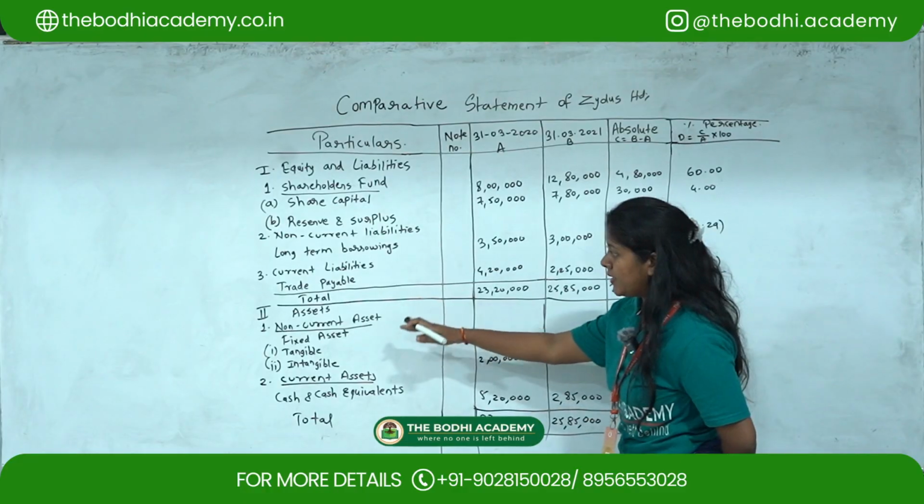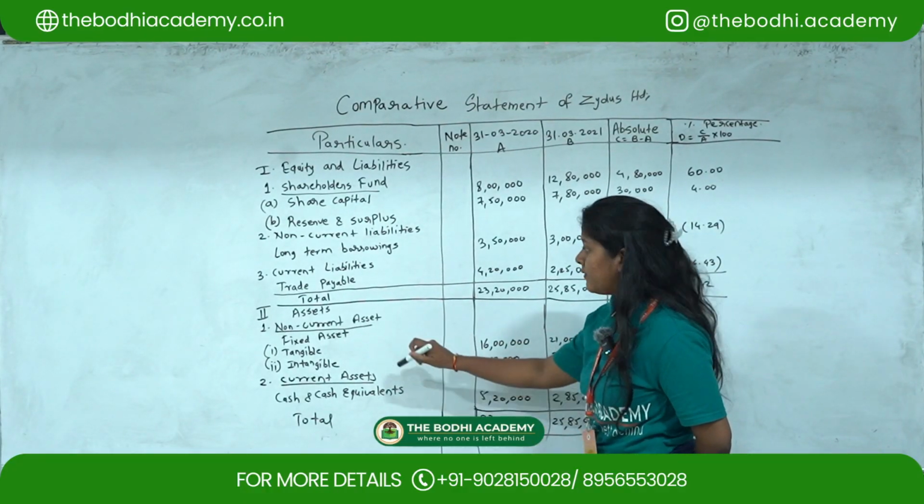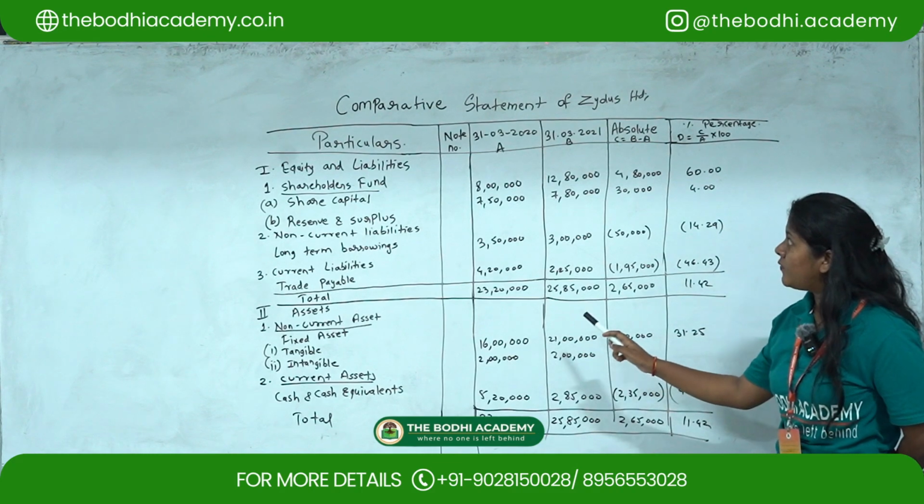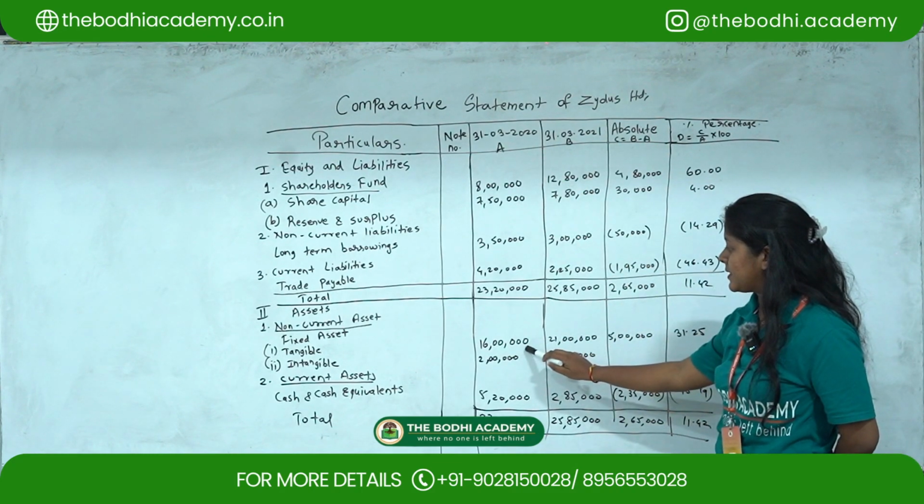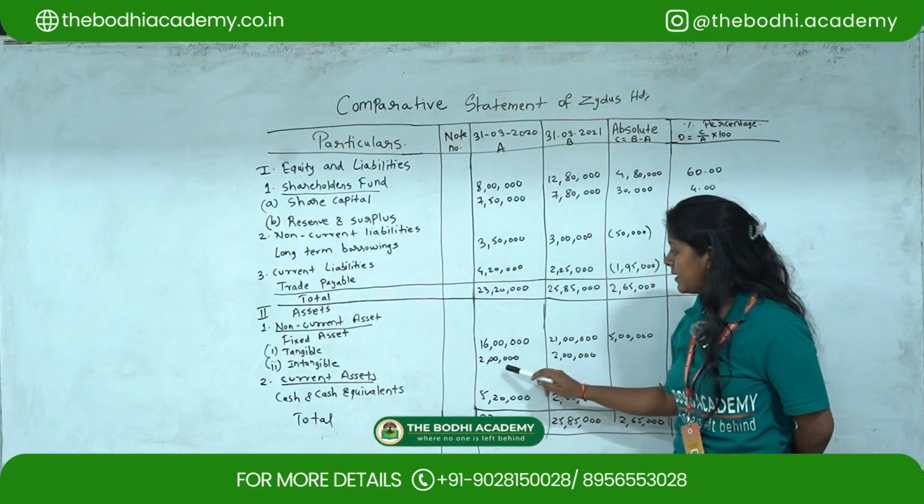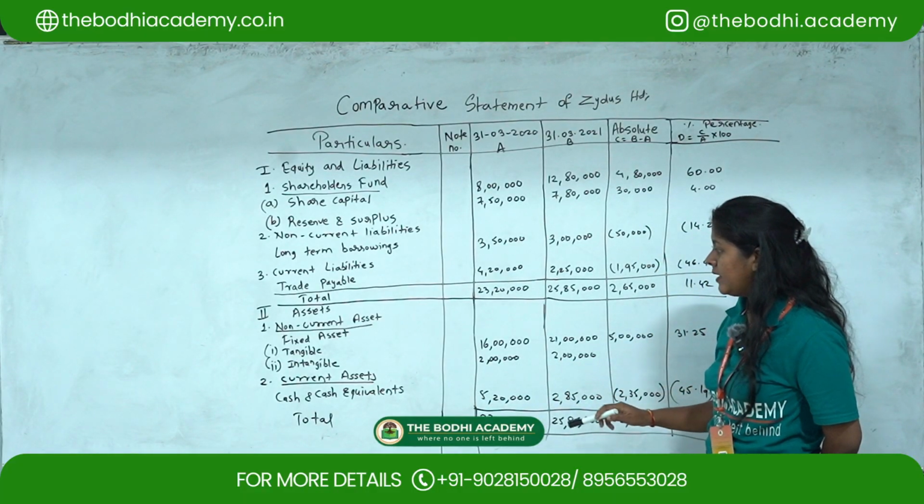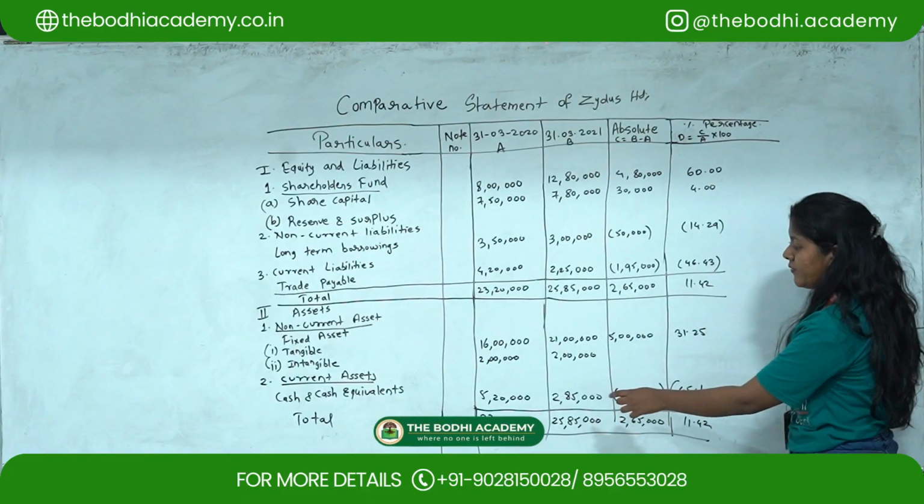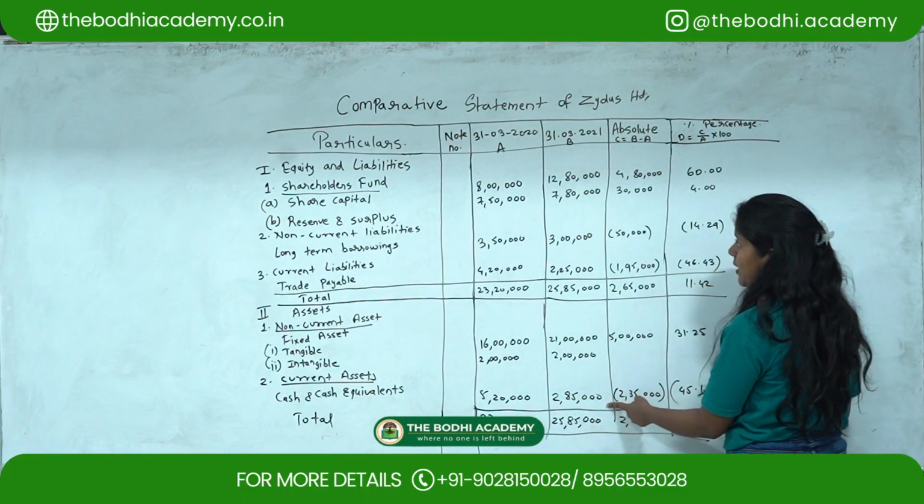If you see the asset part in the question, they have given non-current assets, fixed assets, tangible assets for the year 2020 as 16 lakhs and 21 lakhs. Then intangible assets, they have given 2 lakhs and 2 lakhs. Then current assets, cash and cash equivalents, they have given 5 lakh 20,000 and 2 lakh 85,000.